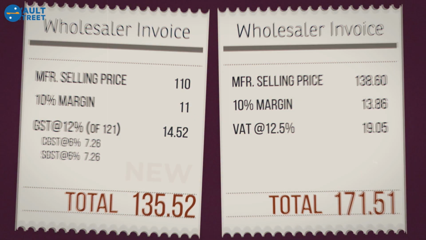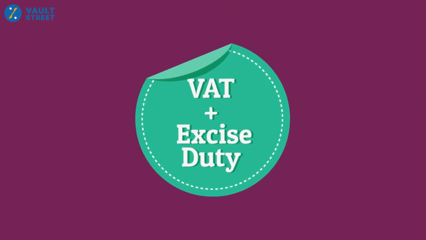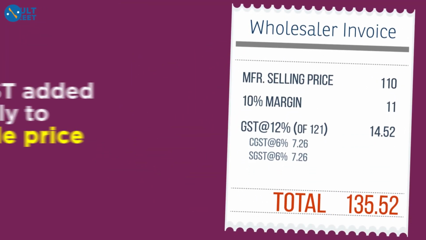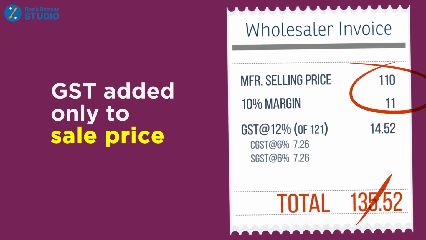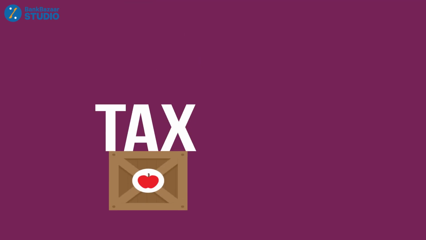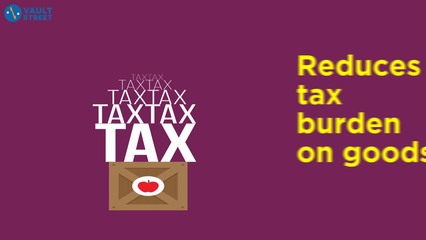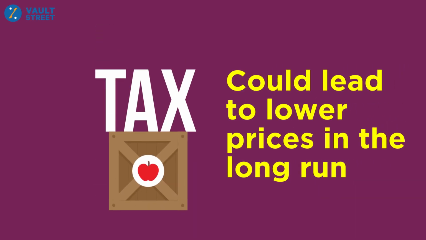That's quite a difference, isn't it? Here are two big reasons why. VAT and excise duty have been replaced by a single standard GST rate. Secondly, the GST is added only to the sale price of goods and not to the total invoice amount. This means that the customer at each level does not pay tax on tax. This in turn reduces the tax burden on goods, which could lead to lower prices for some items in the long run.